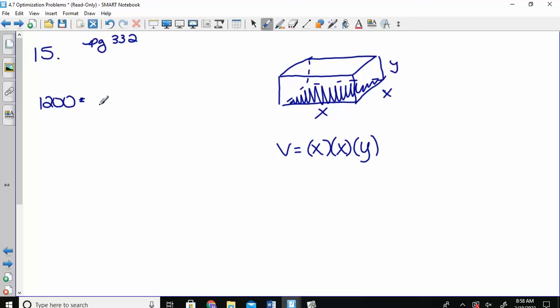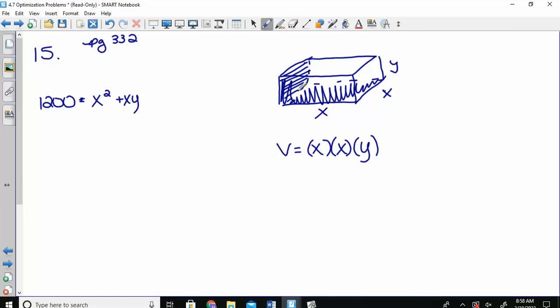How do you find the area? X squared, length times width. X times X is X squared. It has an open top, so there's no top on it, so we don't have to add in that side. So let's talk about over here. If I looked at this side, the length of that is X, the height is Y, so that side would be XY.